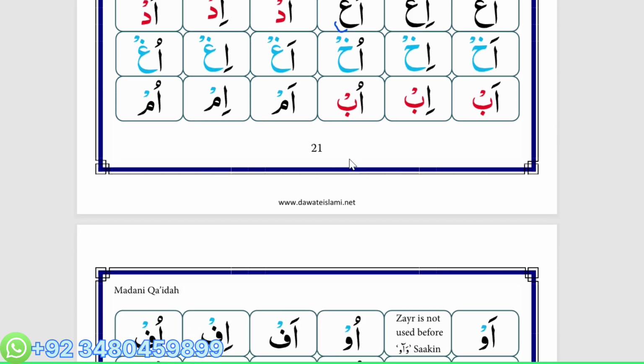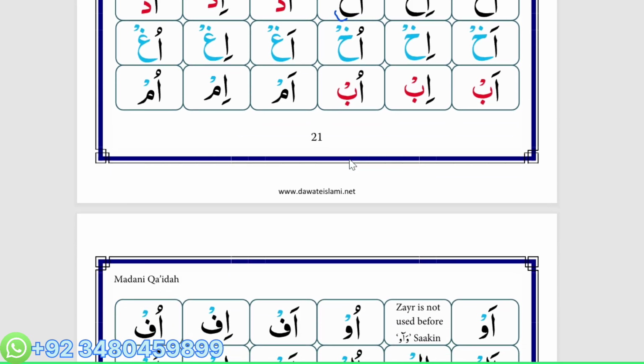Okay, remaining letters are not from similar sound letters, so you don't need to make a difference between the sounds of remaining letters. Hamza Kha zabar akh, Hamza Kha zer ikh, Hamza Kha pesh ukh: akh, ikh, ukh. Hamza Ghain zabar agh, Hamza Ghain zer igh, Hamza Ghain pesh ugh: agh, igh, ugh.